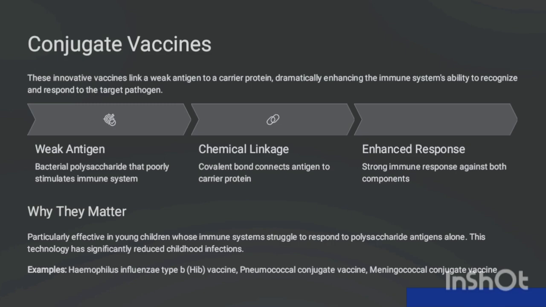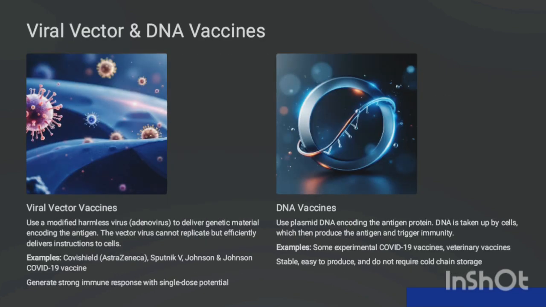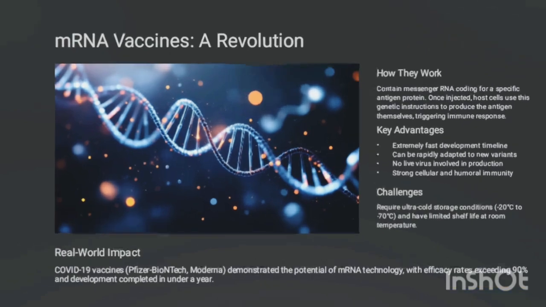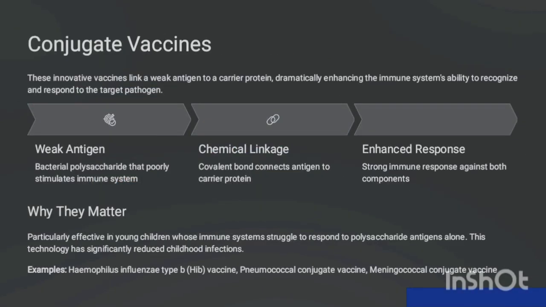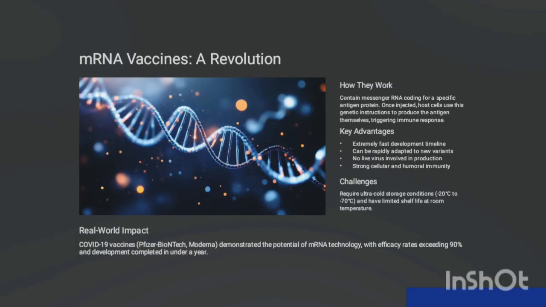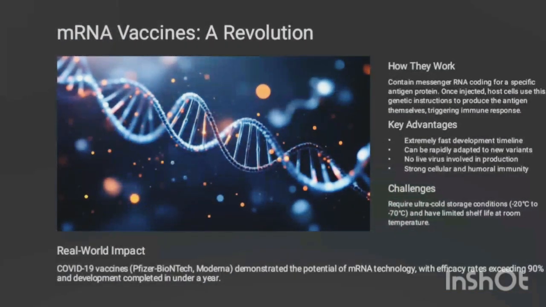This infographic summarizes the key aspects of mRNA vaccine technology, highlighting its revolutionary approach to immunology. How they work: mRNA vaccines deliver genetic instructions to host cells, directing them to produce a specific antigen protein that triggers an immune response. Key advantages: this technology allows for extremely fast development, rapid adaptation to new virus strains, no live virus usage, and strong cellular and humoral immunity.